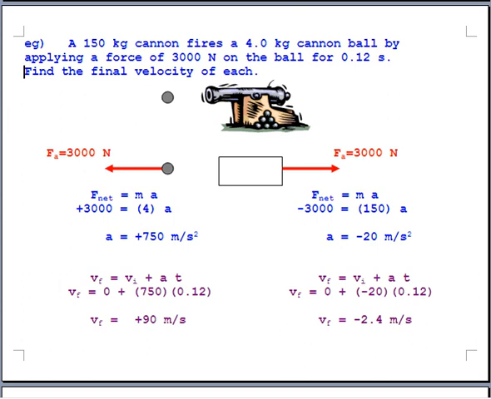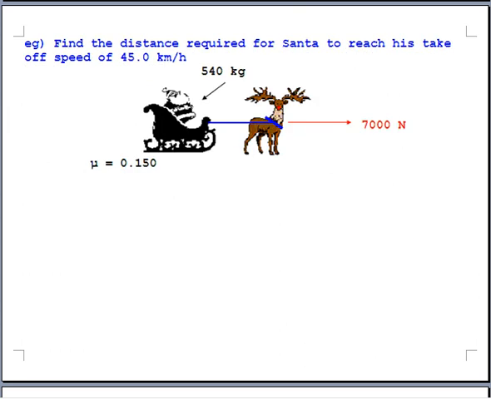So now you know, the next time you go build a pirate ship to pillage, you have to account for that recoil. Give that gun some way of actually rolling backwards. All right, let's try another example. Doesn't quite fit in semester 2 time-wise quite as nicely as it did in semester 1. But let's find the distance required for Santa to reach his takeoff speed of 45 kilometers per hour.